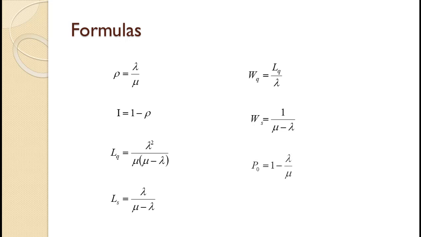The probability that the system is idle, meaning no one is waiting and no one is being served, is 1 minus lambda divided by mu. The probability of one or more customers in the system is the probability of an idle system times lambda divided by mu, all raised to the n power, where n is the number of customers.